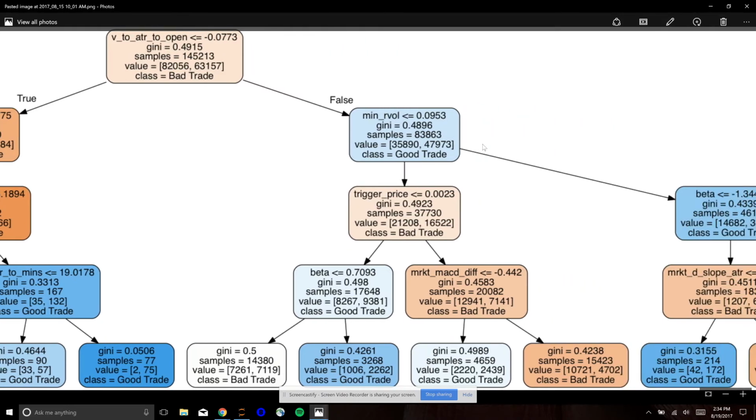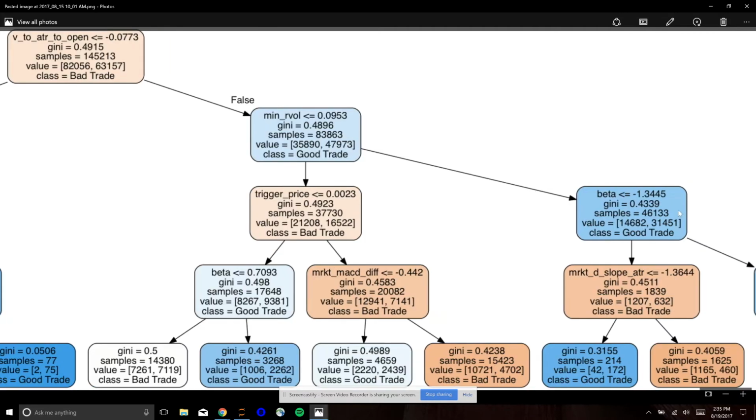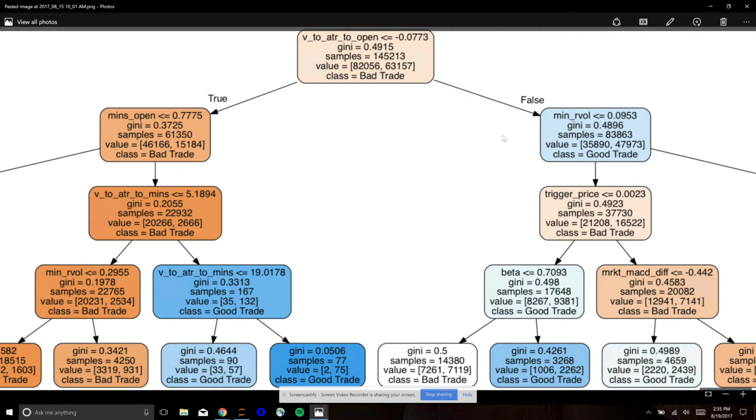And then at this point, we do the same thing. Is the relative volume at the minimum point less than 0.095? If that's true, then all those samples go here, and if it's false, then all those trades go over here. We just move our way down until at the very bottom we have all of the trades that made it down to this node. The majority of them are bad trades. Over here, the majority are good trades. So this is more or less how a decision tree makes its rule set.